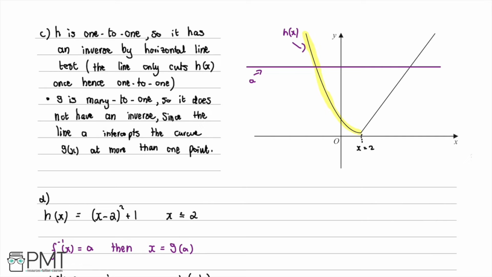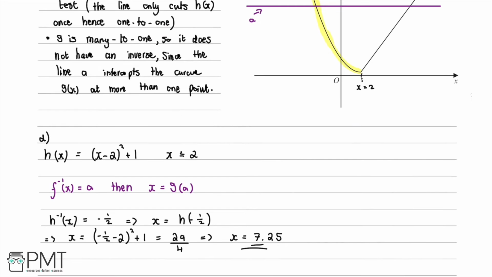Then moving to part C of the question, there was only 1 mark on offer, and you received that 1 mark for just this statement here, so stating that h is 1 to 1 and stating that g is many to 1. So then looking at question D, there was 3 marks on offer.